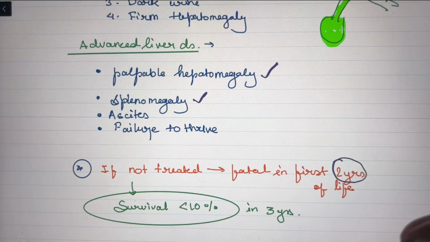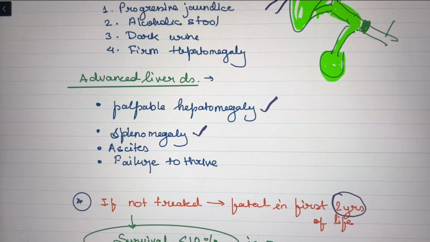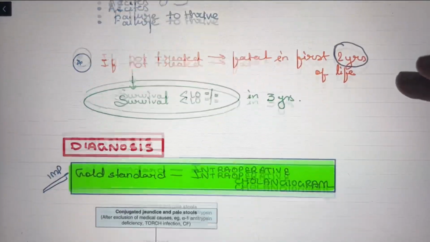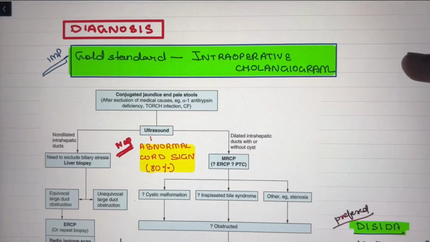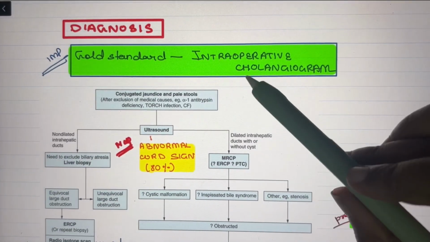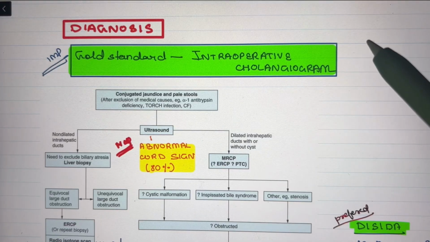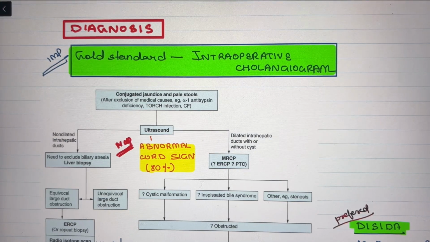Now we have seen the clinical features, we have seen the pathology and causes. Now we will see the diagnosis. How will you diagnose this condition? Remember, the gold standard test is intraoperative cholangiogram. It is not liver biopsy. This mistake is made many times. So remember this: the gold standard test for biliary atresia is intraoperative cholangiogram. This is important.